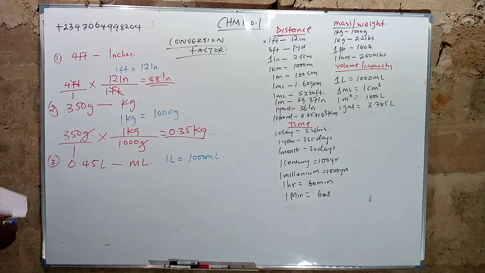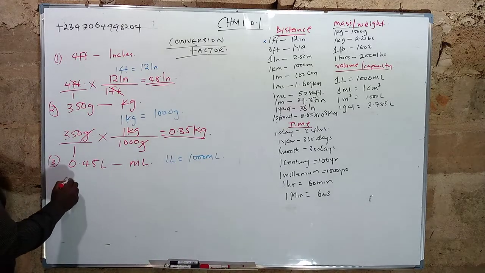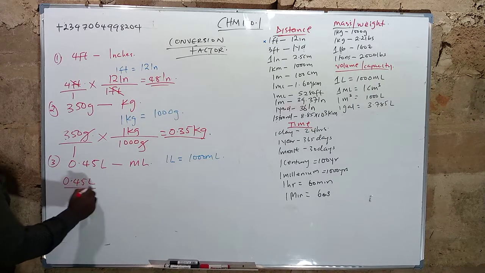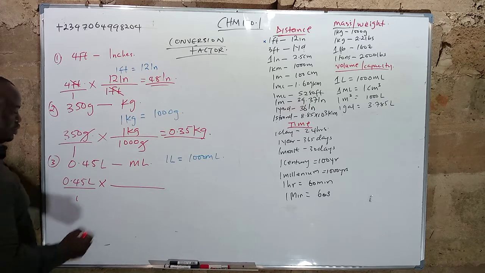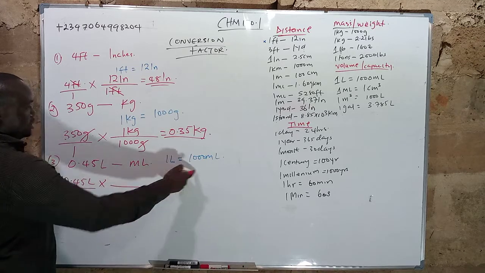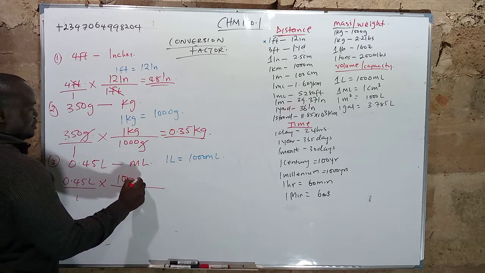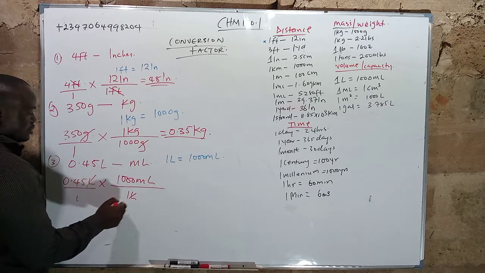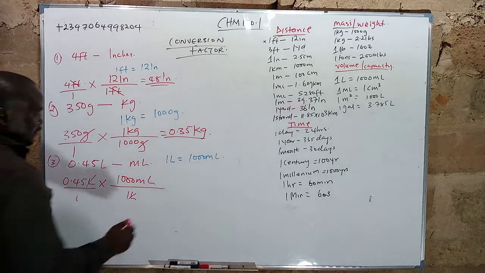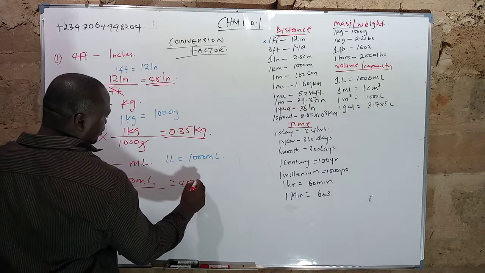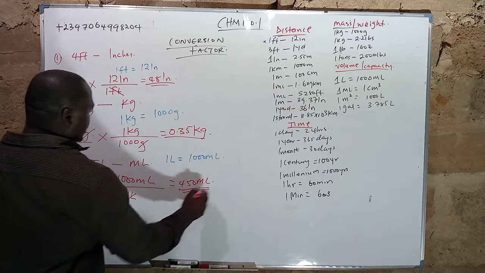So as usual, you start with the one you are being given, 0.45 liters divided by 1, times, which one is going to be at the bottom? Of course, 1 liter will be at the bottom. This is 1000 milliliters. So this will cancel this, right? If you times it out, you can see that the SI unit is still there. What you will get is 450 milliliters. And that's the answer.